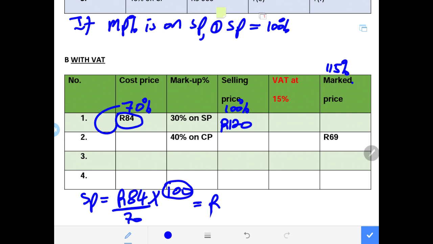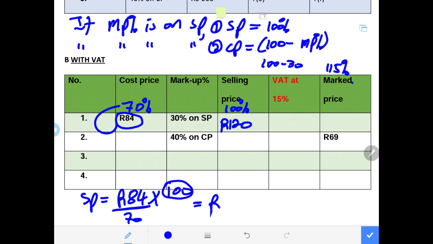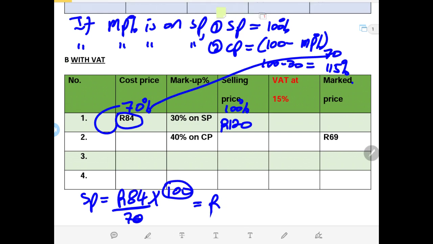Then that was the first scenario. And second, we said if markup percentage is on selling price, scenario number 2, cost price is equal to 100 minus markup percentage. In this case, it will be 100 minus 30. That is why now our cost price is sitting at 70. And we divide by 70, the percentage of the amount we have. So that is where the 120 Rand is coming from.